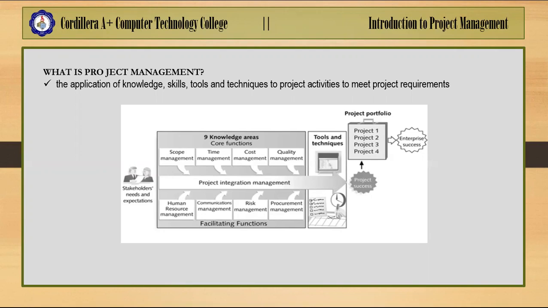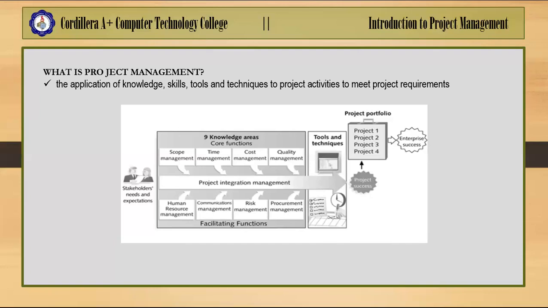Okay, so as you can see, we have a figure here. The figure illustrates a framework to help us better understand project management. The key elements of this framework include the project stakeholders, the project management knowledge areas, the project management tools and techniques, and the contribution of successful projects to the enterprise.